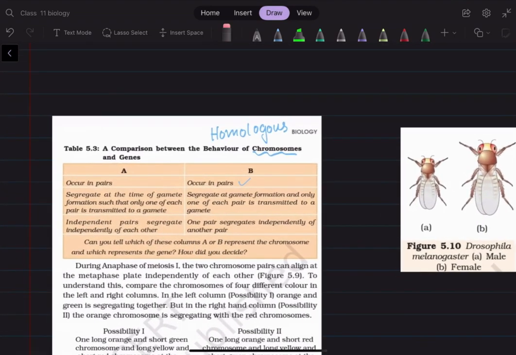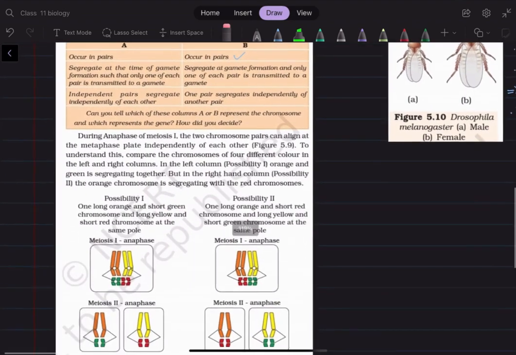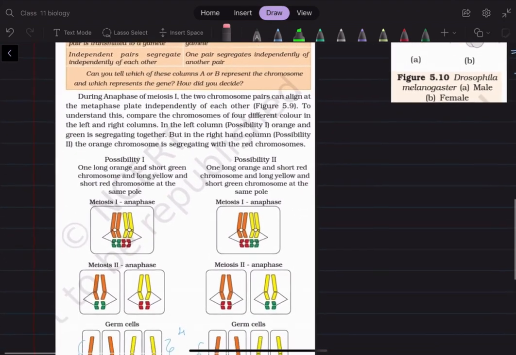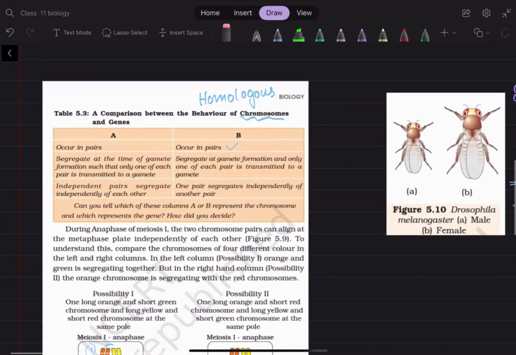And the third point is that the independent pairs segregate independently of each other. So what does this mean? You can see here there is one pair of homologous chromosomes, and there is a second pair of homologous chromosomes. So this one pair segregates independently of this pair. There is no sort of link between these two. This is what the third point means.